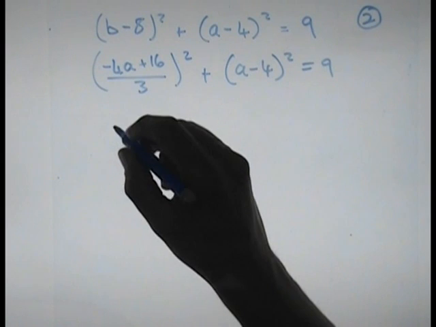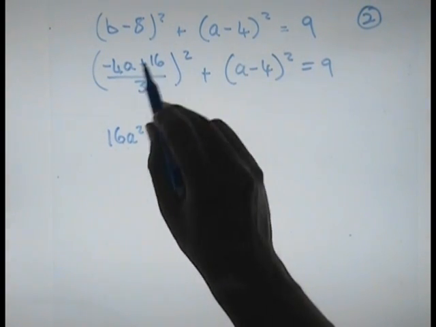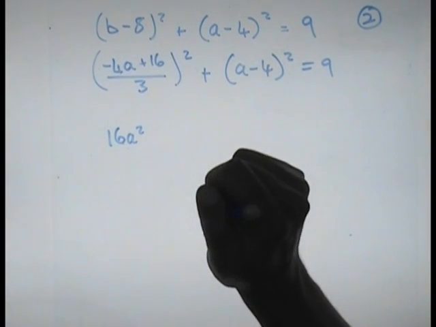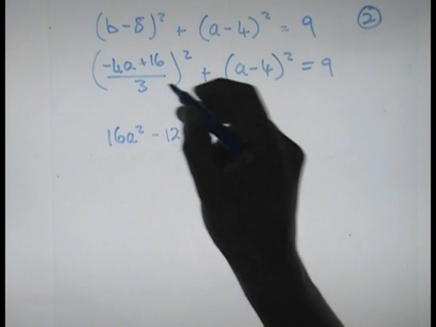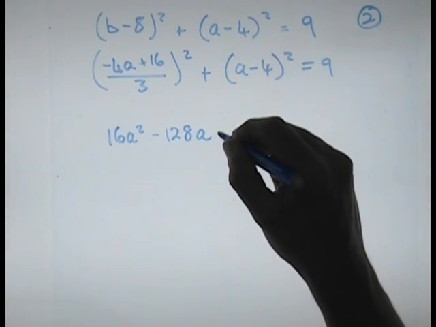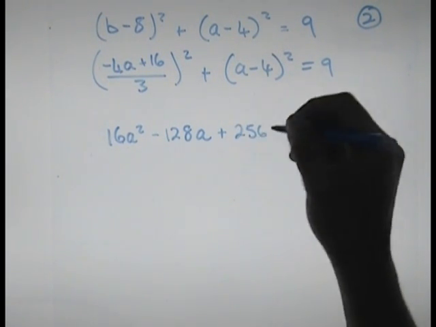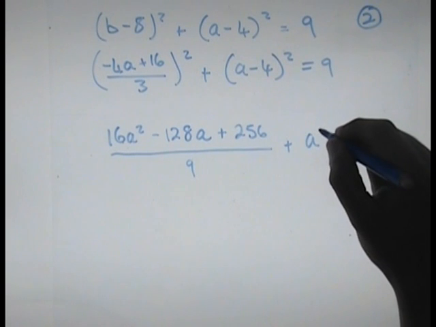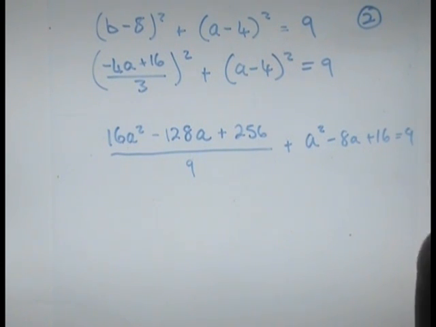Simplifying this, minus 4A plus 16 squared is going to give me 16A squared. 16 times negative 4 is negative 64, times 2 is negative 128A, plus 16 squared, which is equal to 256, all of that over 9, plus A minus 4 squared, which is going to give me A squared minus 8A plus 16, is equal to 9.